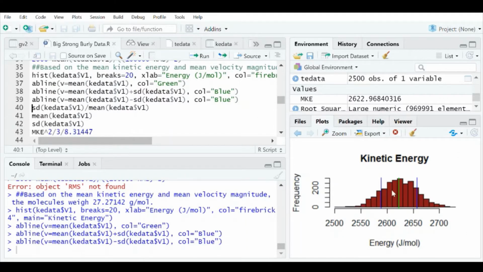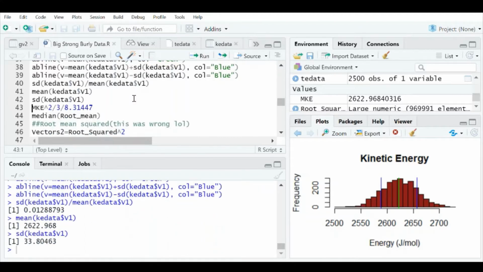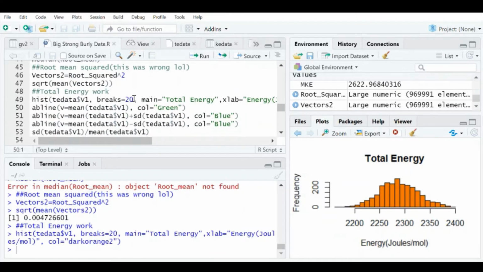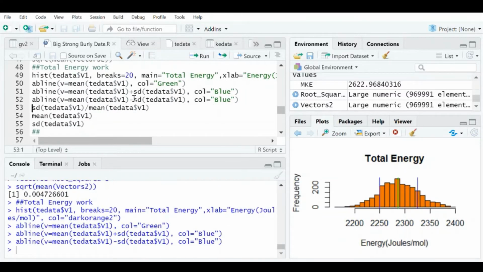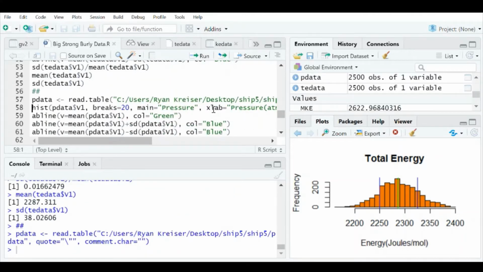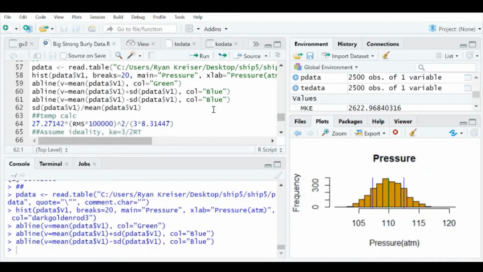Here I have a histogram showing the kinetic energy is also approximately normal, with the mean here and the standard deviation in one direction or the other. In the same way, I'm able to do the same distribution with total energy, with the mean and standard deviation, just as I've done before. I also load the pressure data and perform the same operation there, with the mean and the standard deviation.